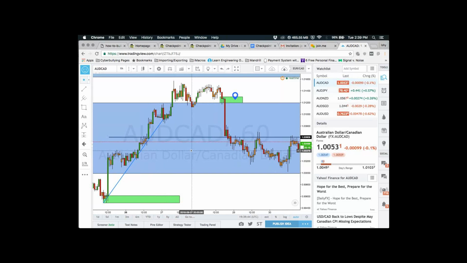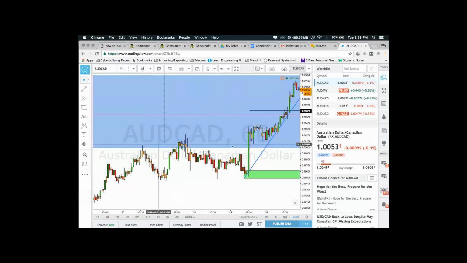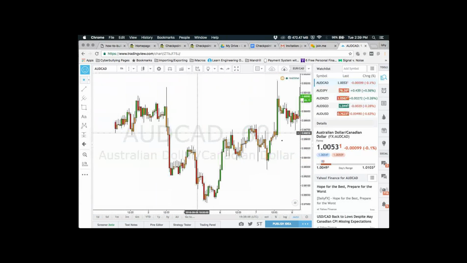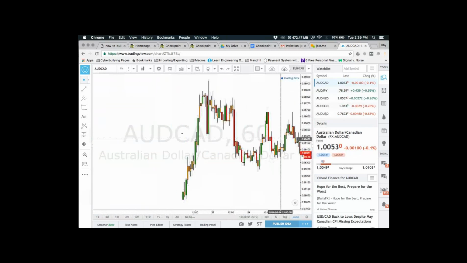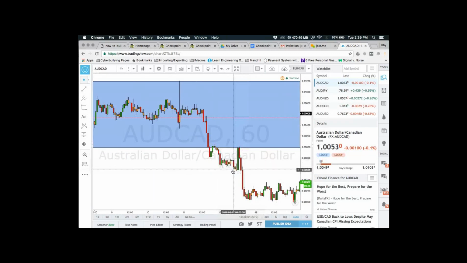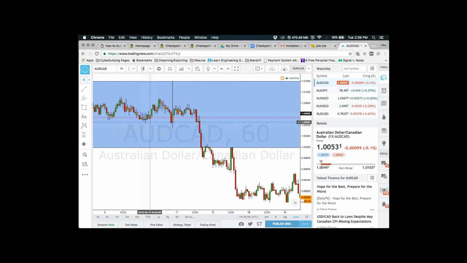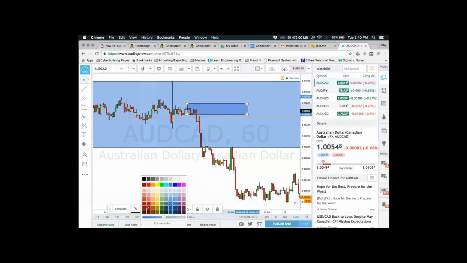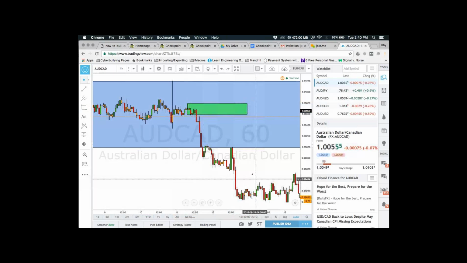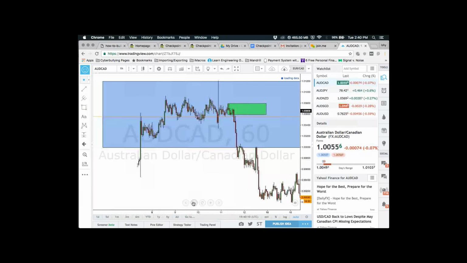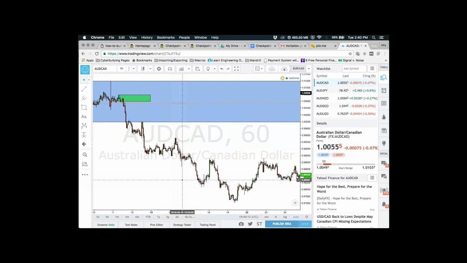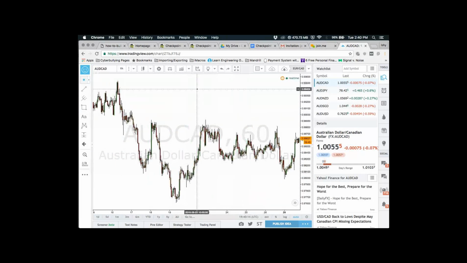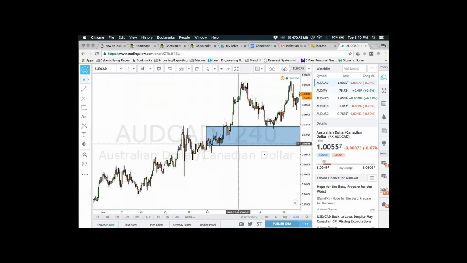So was that your supply zone? Where was the actual zone you shorted? It was this one right here, the 0.6 right there. Okay, yeah, I see that. So scrunch up the chart a bit so we can see where you entered. Yeah, see if we can get it all in one screen. I want to see where you entered.